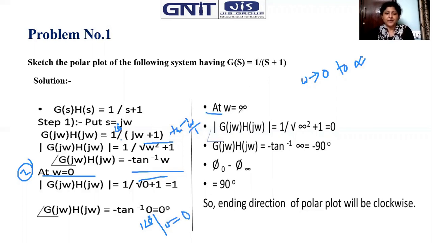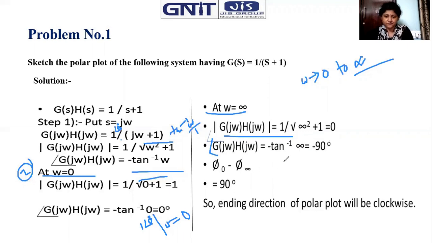And for the final value, you have to put omega equals to infinite. You put it in the same expression of magnitude and phase. For omega equals to infinite, you get 1 divided by infinite, so it will become 0. So it is ending at the origin. And what is the angle? The angle G(j omega) will become minus tan inverse of infinite. So the angle reflects minus 90 degree.